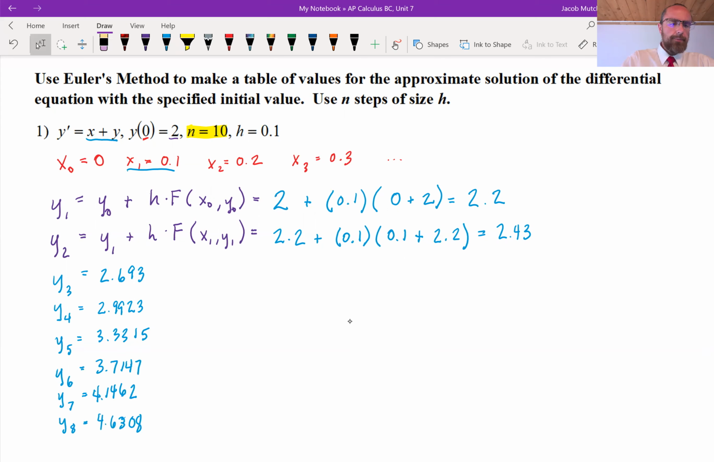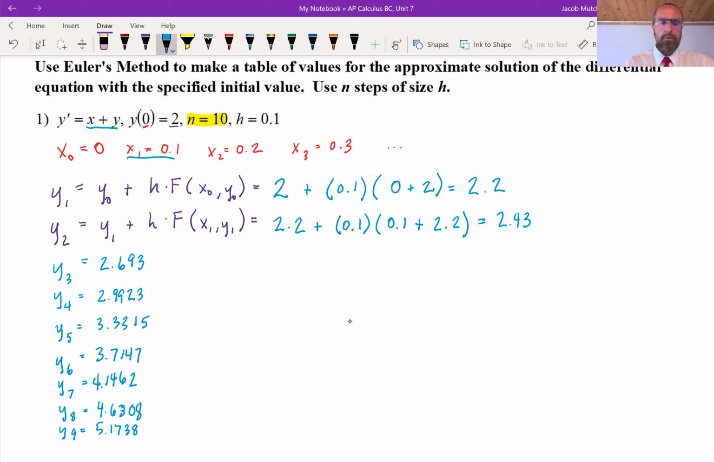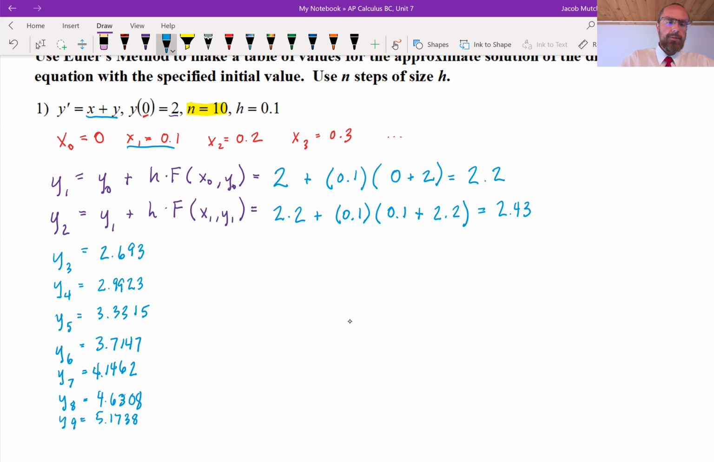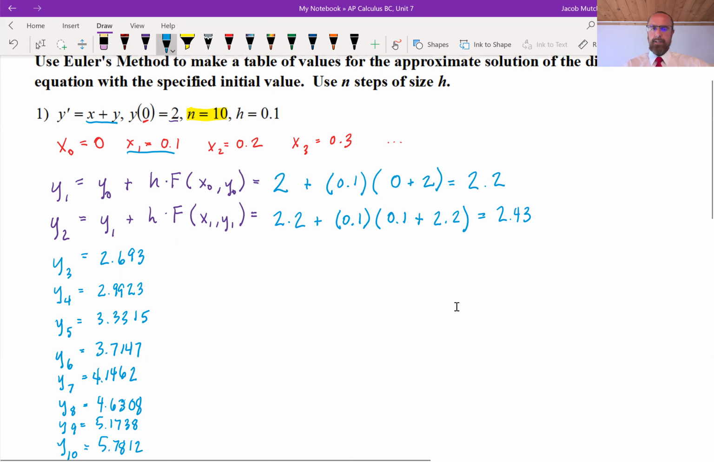6308. Y sub 9 is 5.1738. And then for us, our last value on this approximation is going to be y sub 10, which is 5.7812. And that completes the approximation.